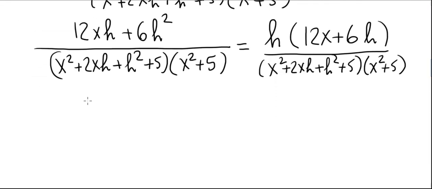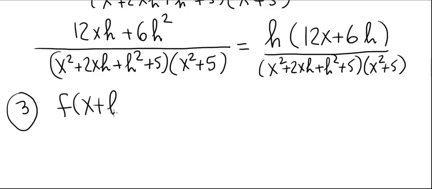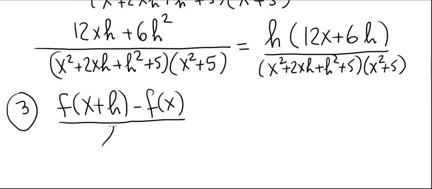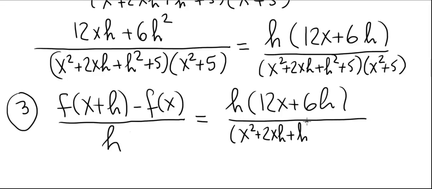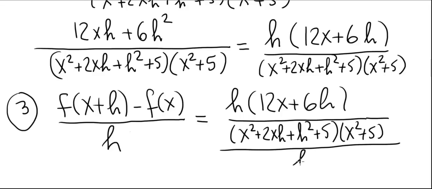In step 3, we take the end result of step 2, which is f of x plus h minus f of x, and divide that by h. Once we factored an h out in the previous step, that becomes a lot easier. So this is h times 12x plus 6h divided by x squared plus 2xh plus h squared plus 5 times x squared plus 5, and all of that divided by h.